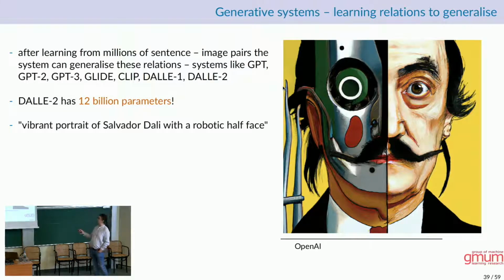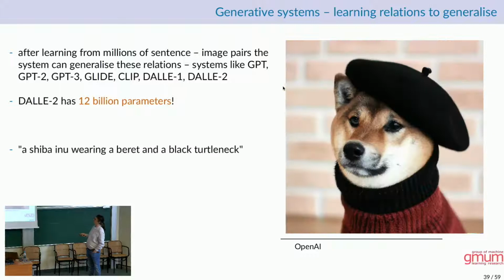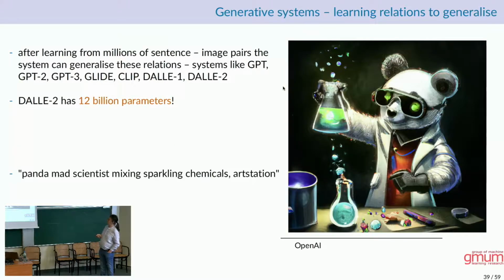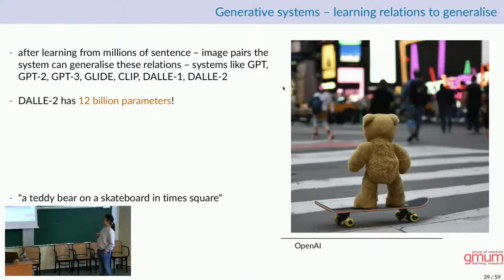And these are examples of images which were constructed from a description. The description is: vibrant portrait of Salvador Dali with a robotic half face. Works? Works. A Shiba Inu wearing a beret and a black turtleneck. Panda mad scientist mixing sparkling chemicals, art station. A teddy bear on a skateboard in Times Square. Great, this is how Times Square really looks like.